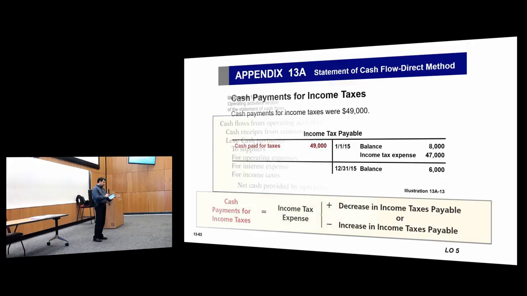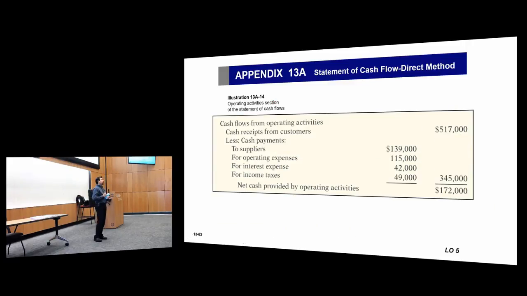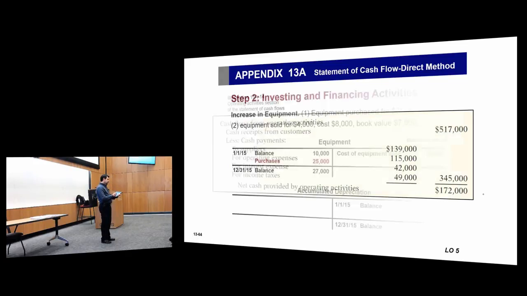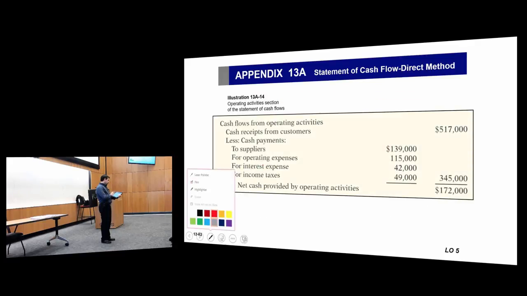This is how it would look under the direct method. You have cash inflows, basically cash receipts from customers, and then you have cash payments to suppliers, for interest, for taxes, for operating expenses, etc. This will give you net cash provided by operating activities. This is the same amount as the amount that was calculated under the indirect method. It has to be the same amount.